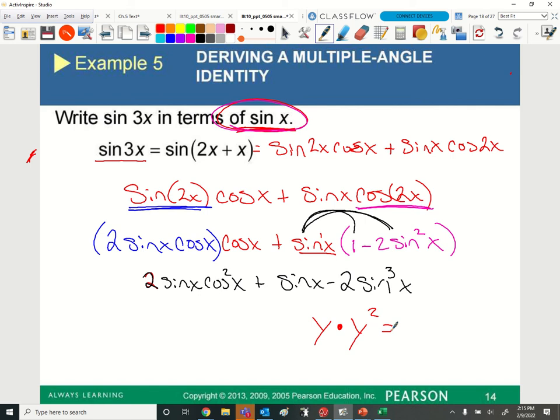Same algebra rule applies. If I'm multiplying, what do I do with the powers? I add the exponents. I'm adding the exponents here, right? So that's why it's going to give me y to the third. Okay. Does that make better sense?